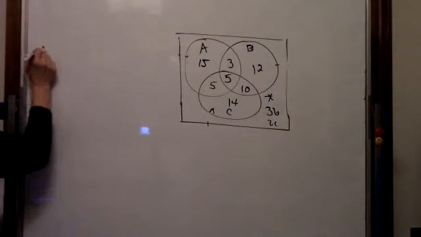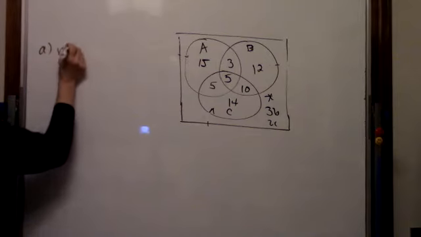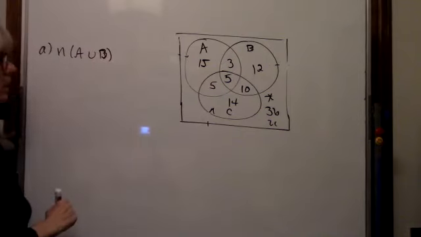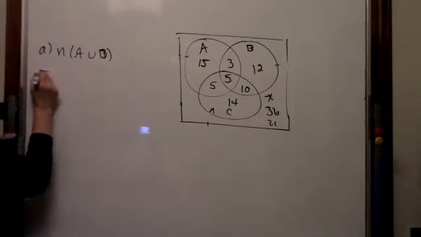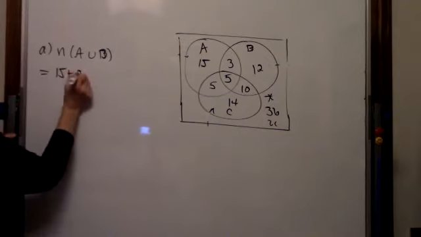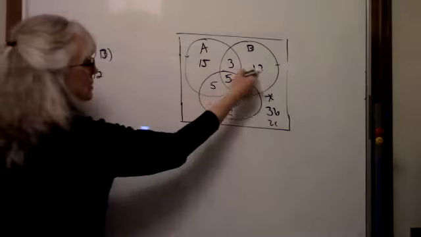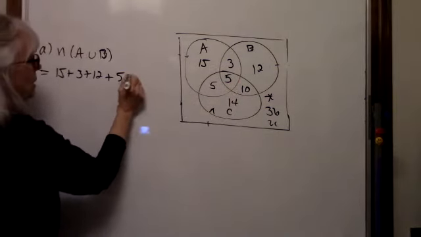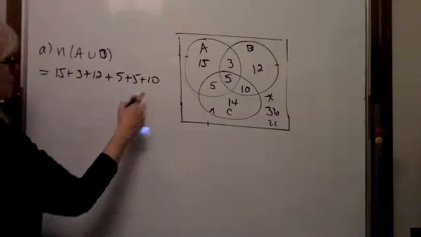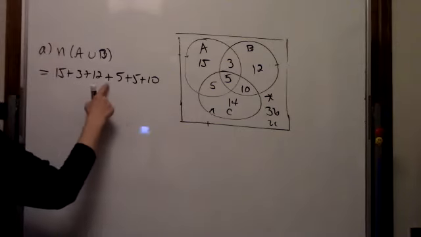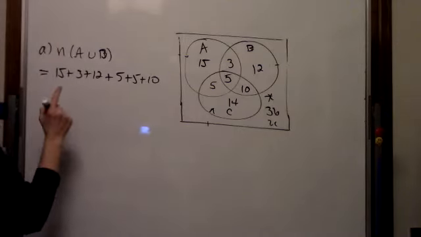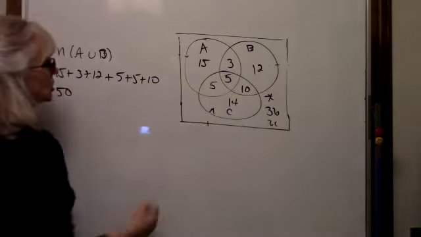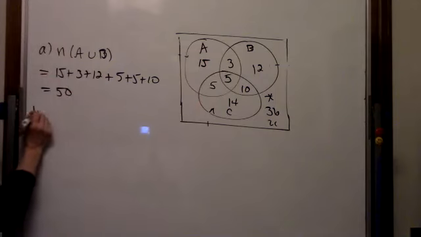Okay, so part A is asking us to find the number in A union B. So we need everything that's in A or B. A has 15 plus 3 plus 12. So that's this one, this one, and this one. We're going to add these in too because they're inside A or B. So the 5, the 5, and the 10. So 15 plus 3 plus 12 plus 5 plus 5 plus 5 plus 5 plus 10 comes out to be 50. So there are 50 that sit inside the circles that make up A union B.